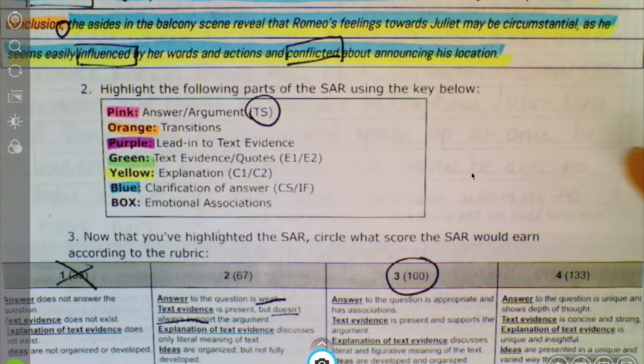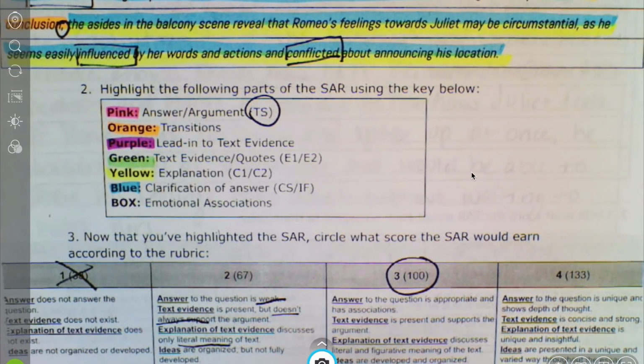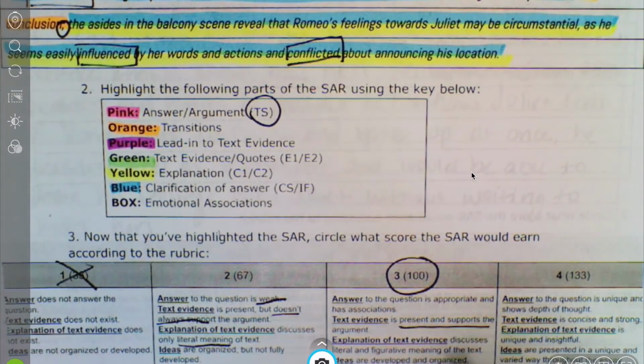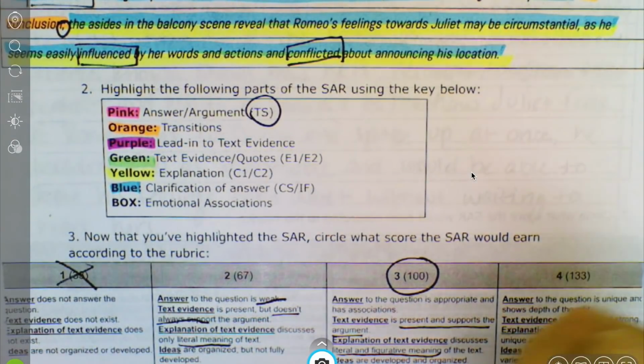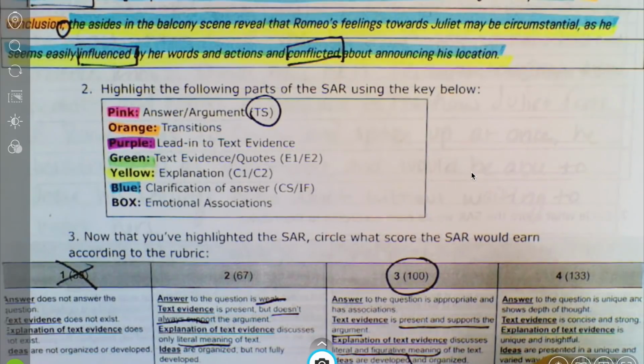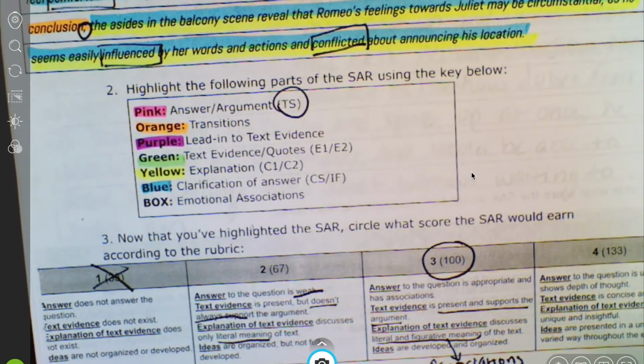I can really determine that this is not a 2 with this next part where it says explanation of text evidence, because it says that the text evidence only explains the literal meaning. When I look at 3, not only is the text evidence present and supporting the argument, but it discusses the literal and the figurative meaning. When I see this word figurative, I'm really talking about those associations. All right? So figurative is associations.